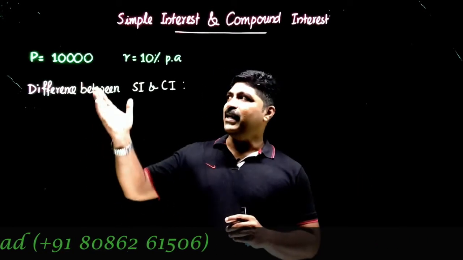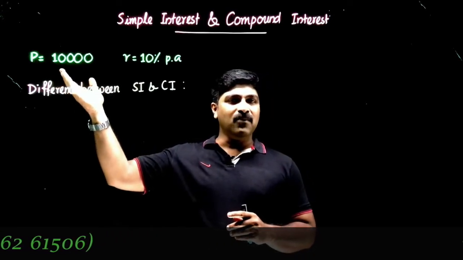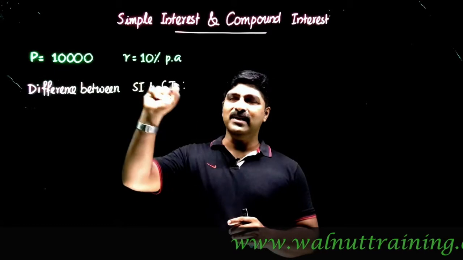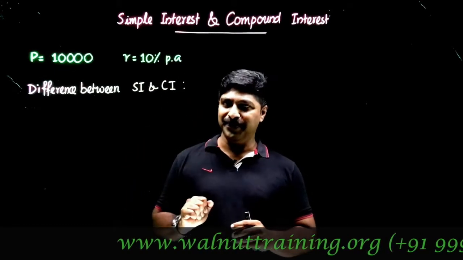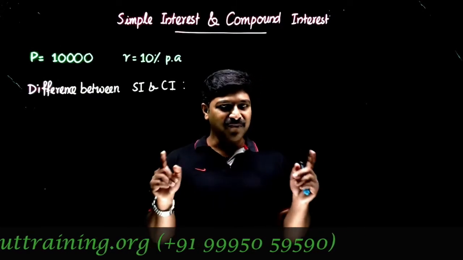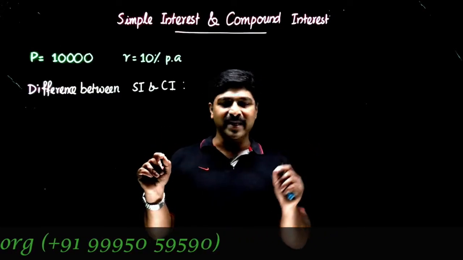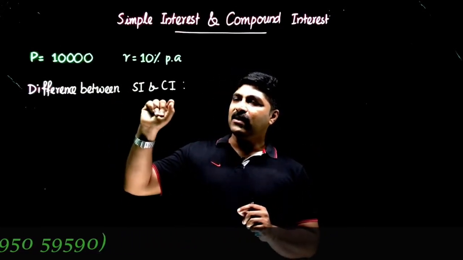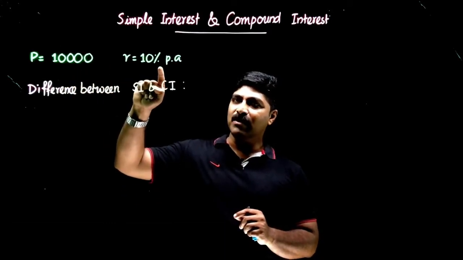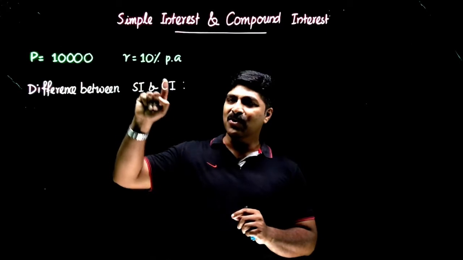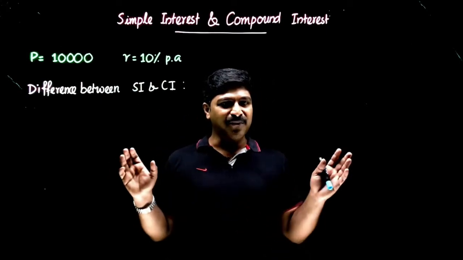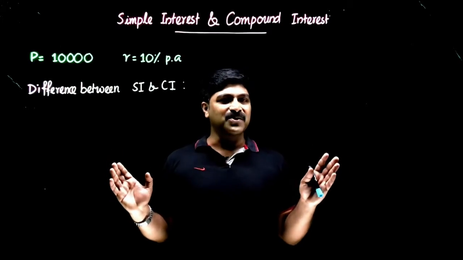Here we just consider a principal amount of 10,000 and the rate of interest is 10% per annum. So it's a general statement. We are going to find out what's the difference between simple interest and compound interest on this particular amount at this certain rate of interest for 2 years. How can we find that difference?